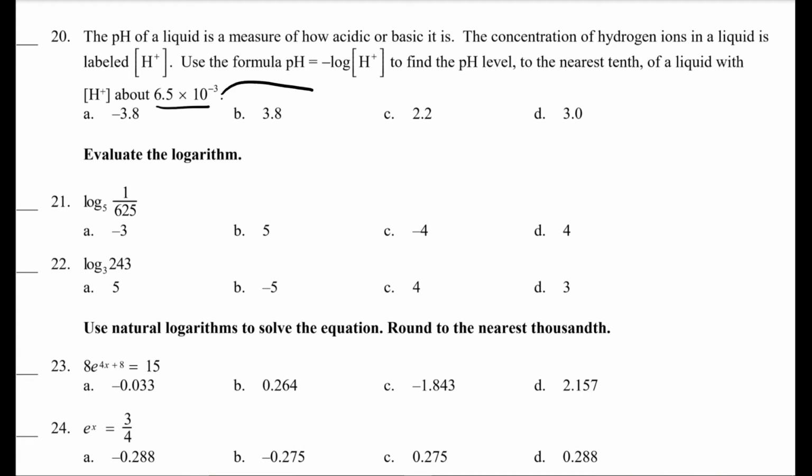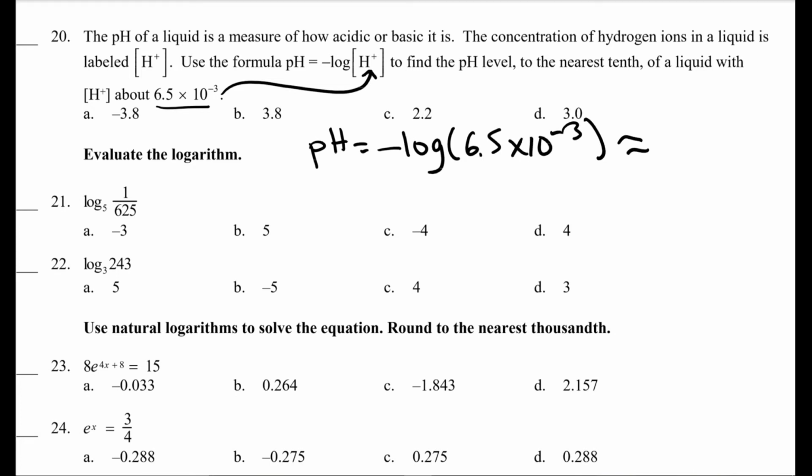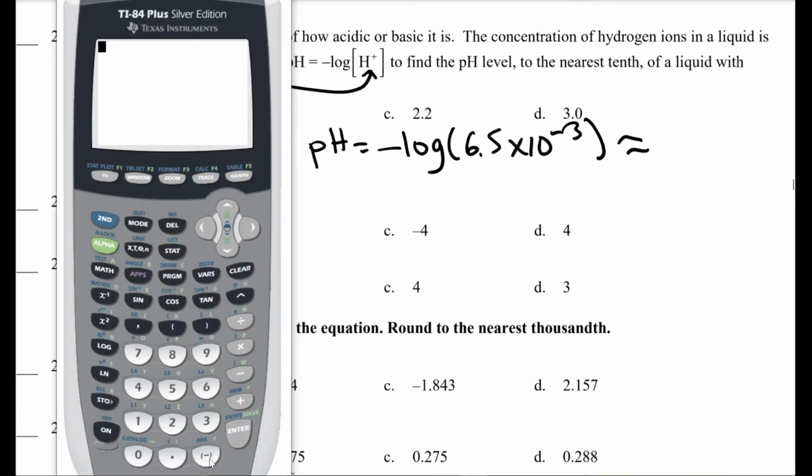So all you're going to do is plug this number into the pH formula, the formula for the power of hydrogen. So we get negative log of 6.5 times 10 to the negative third power. We're going to plug this into the calculator and get an answer. Let's do that right now. So we're going to do negative, you have to include the negative here, so negative log 6.5 times 10 raised to the negative third power, and then close the parentheses.